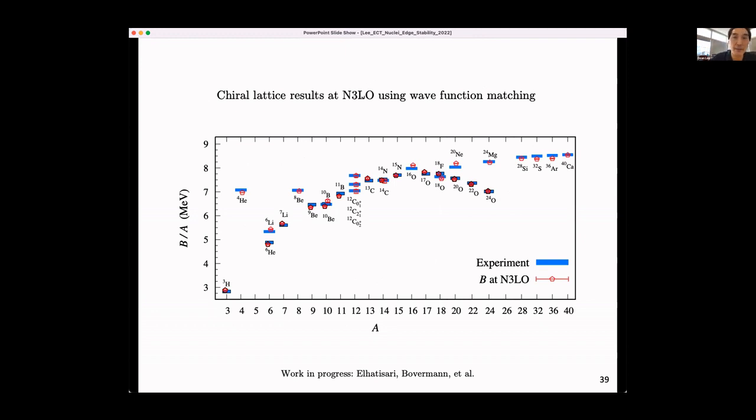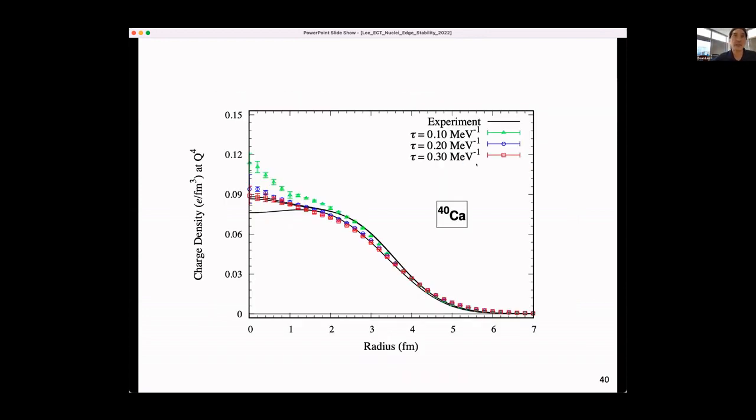And so we've now implemented this. Our paper will probably be on the arXiv in the next 2 weeks. So we've now done chiral effective field theory calculations at N3LO using wave function matching, and gone up to A equals 40 nuclei. And we can reproduce the binding energy per particle with an RMS error that's pretty good, something like 0.1 MeV per particle. And at the same time, once the binding energies are good, everything else is also good.